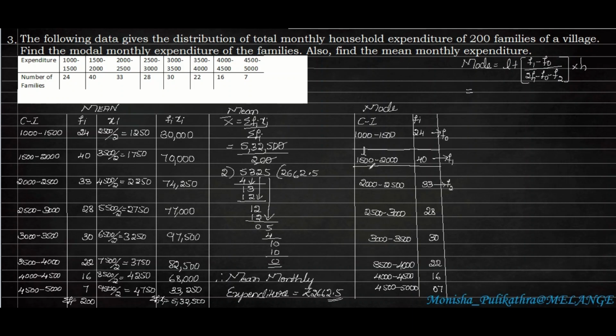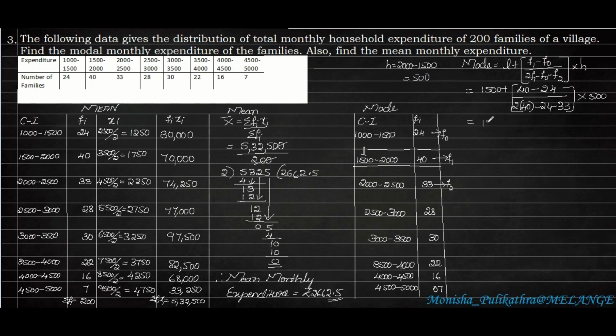So here the lower limit is 1500 plus F1. F1 is 40 minus F0 is 24, divided by 2 into F1 is 40 minus F0 is 24, minus F2 is 33, into H. H is the class size, that is 2000 minus 1500, which is 500. Okay, so the class size is 500.